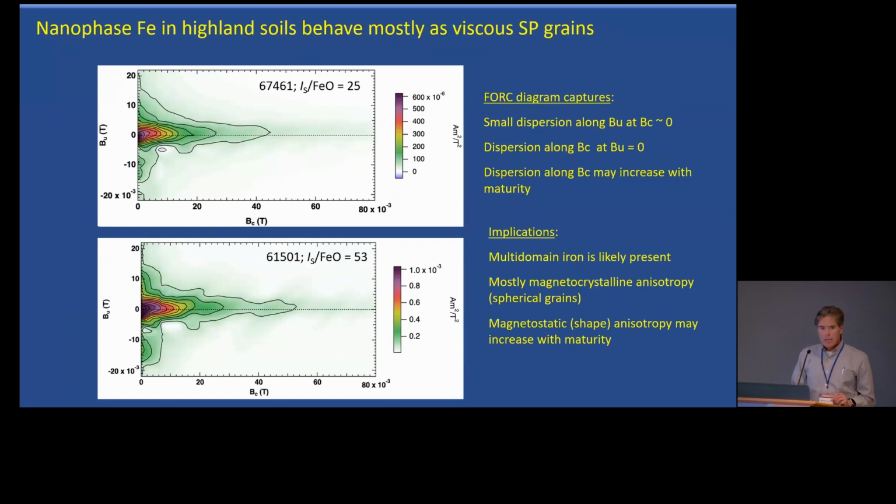Let's compare a couple of highland soils, an immature on the top, a submature on the bottom. Very similar features, dominated by viscous superparamagnetic states, a little bit of a coercivity tail and a little bit of multi-domain character, but very little interactions. So the implication is that we do have some multi-domain, but really spherical nanophase iron particles, in the classic sense that we think of the nanophase iron formed in lunar soils.